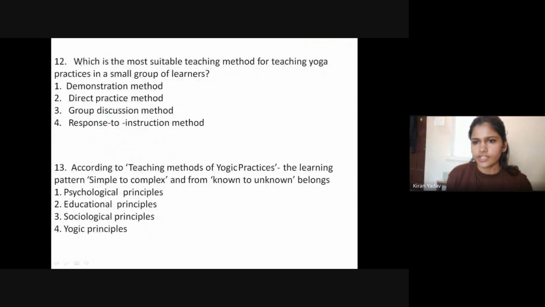Next, which is the most suitable teaching method for teaching yoga practices in a small group of learners? Demonstration method. There are many questions which have been asked from these methods of teaching: direct practice method, group discussion method, response to instruction method. According to teaching methods of yogic practices, the learning pattern simple to complex and from known to unknown belongs to psychological principle, educational, sociological, or yogic. This question is asked from principles of teaching.